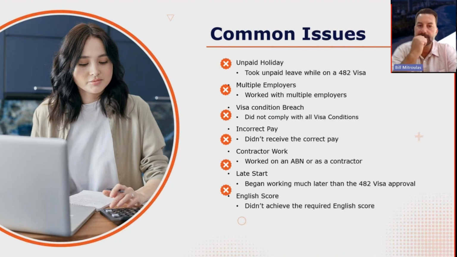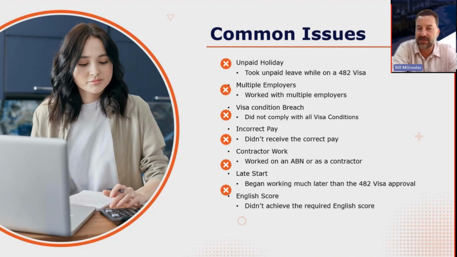Late start, so if you began working much later than the 482 visa approval, this could be for a number of reasons, but particularly if it's an offshore application. If you've applied from overseas for your 482 visa, obviously the visa is granted and then you need to take some time to make arrangements to come to Australia. So often it could be a 1 week lag, it could be a 2 week lag, it could be a 3 week lag. And that's pretty normal.